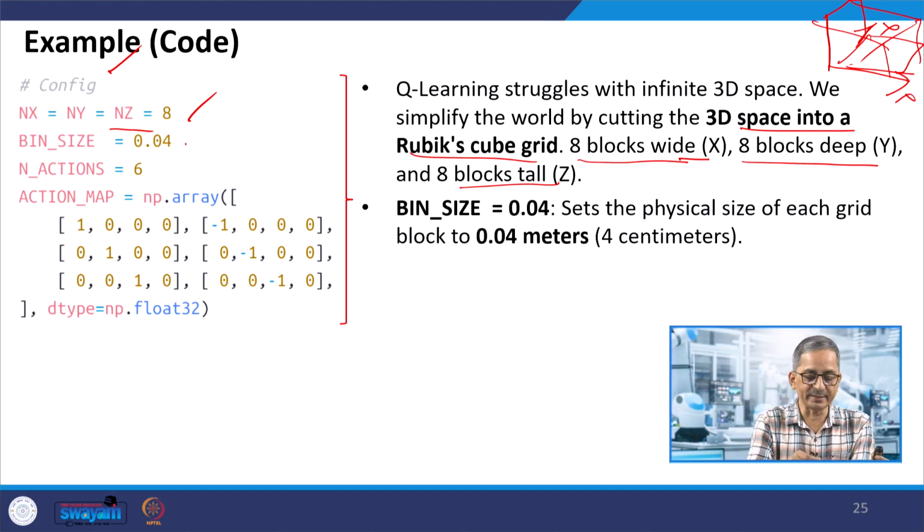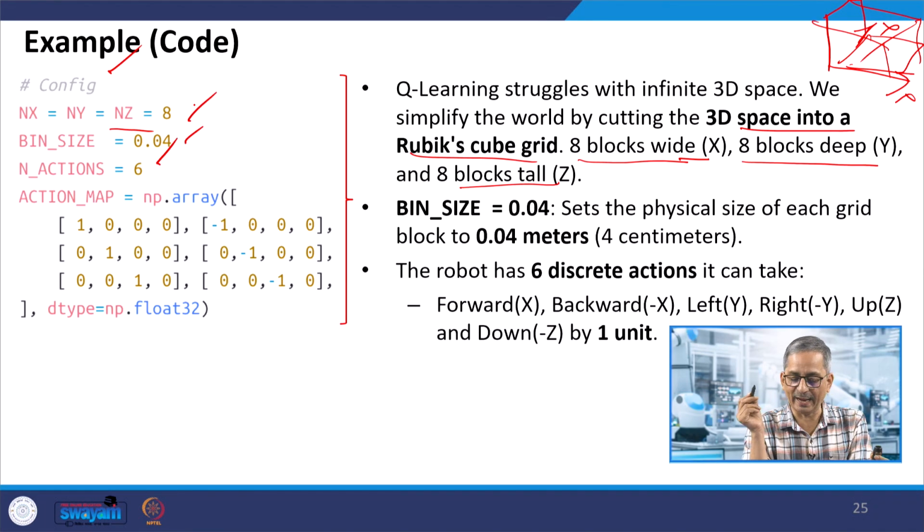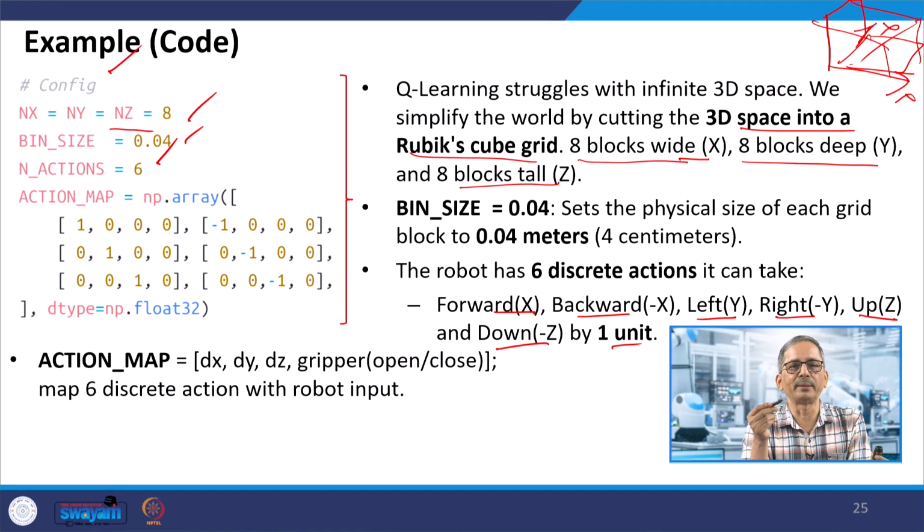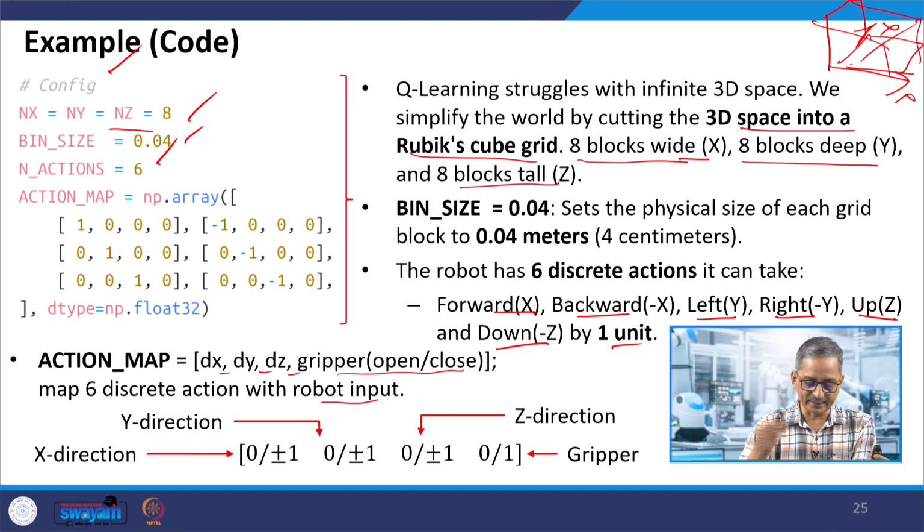Then we have the bin size here. It sets the physical size of each grid block, 4 centimeters. Then the number of actions here. So, the robot has 6 discrete actions. It could move forward in the x direction, backward in the x direction, left in the y and right in the y, and up in z and down in z. So, these are the 6 discrete actions which it can have. And then we have the action map. The action map, as I discussed, maps the 6 discrete actions to the robot input. So, these are the values here.